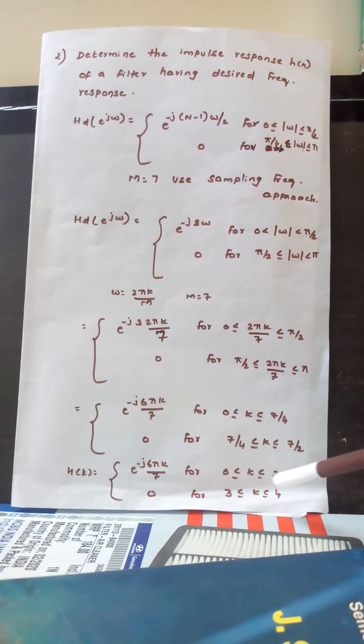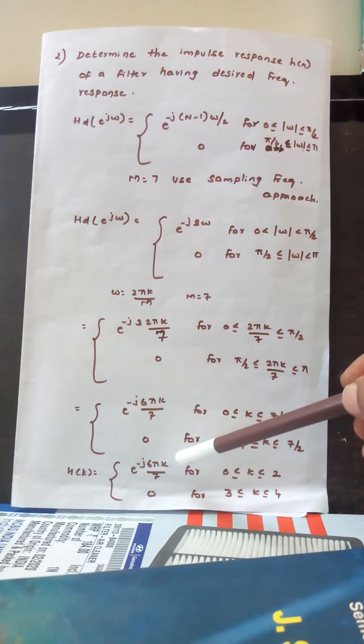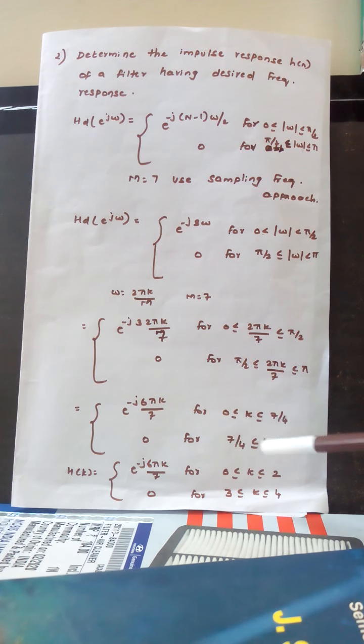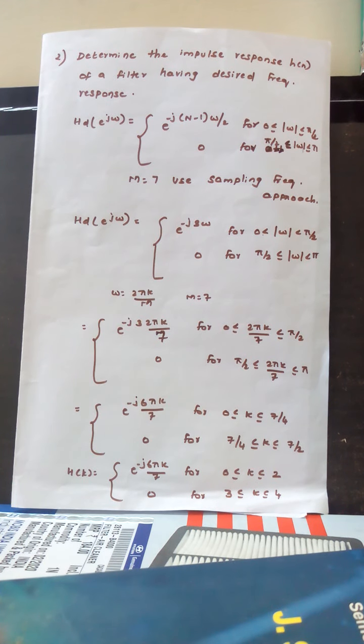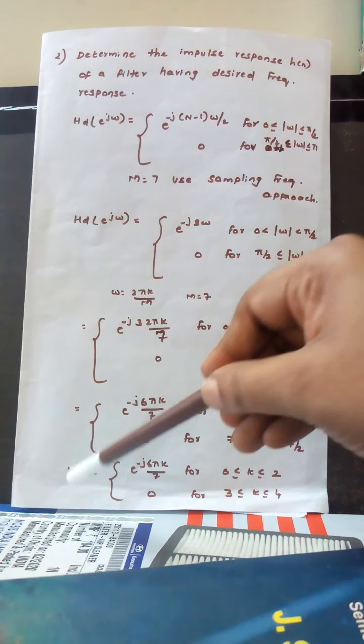So we can consider 0 to 2, we have H of k is e to the power of minus j 6 pi k by 7. And the next value, 7 by 2, if you divide we'll get 3.5, so we can consider it as 4. So from 3 to 4 the value will be 0. So this is your H of k.